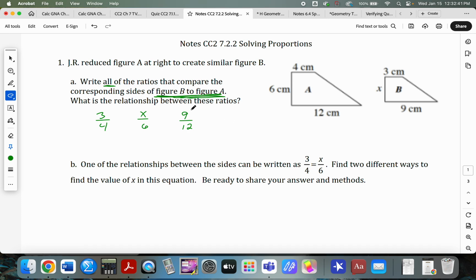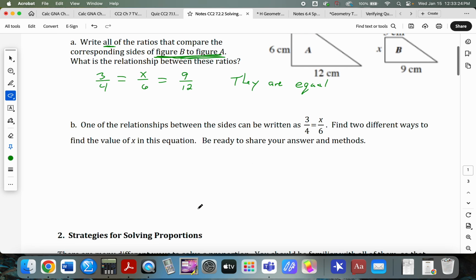And then it asks, what's the relationship between these ratios? They are one word. Five letters. Numbers. Equal. These ratios are all equal to one another. When you have similar figures, the ratio of the sides should all be equal.